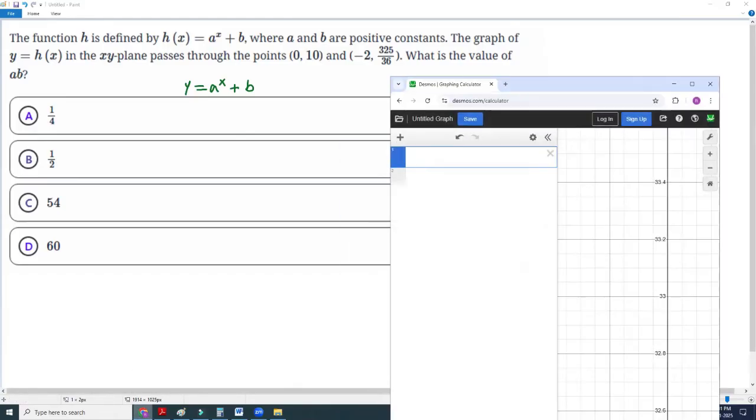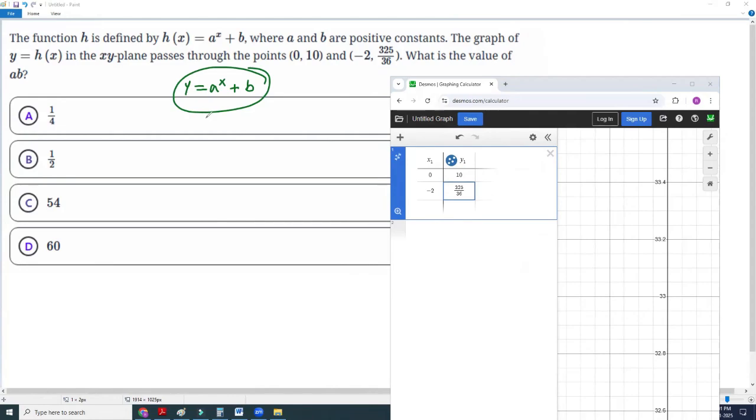Okay, now let me take the Desmos. In Desmos, first I have to give the 2 points we have over here as the input. For that we have to click on this plus sign, go to table. So the first point is (0, 10) and the second point is (-2, 325 divided by 36).